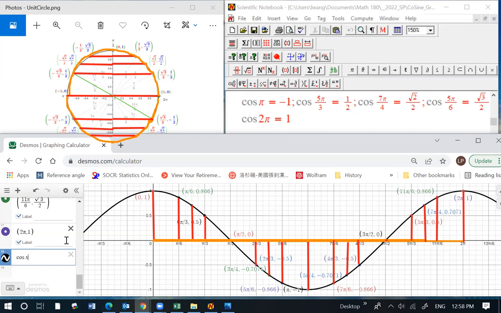All right, so this is a full cycle for cosine. Okay, and we'll come back to do the other side.